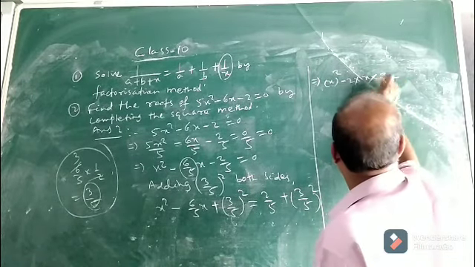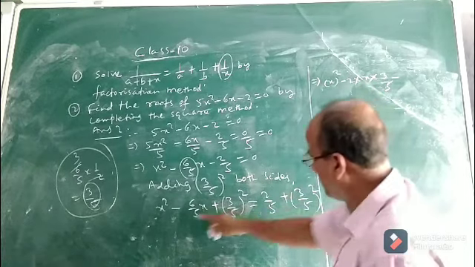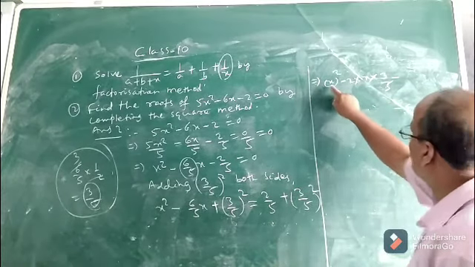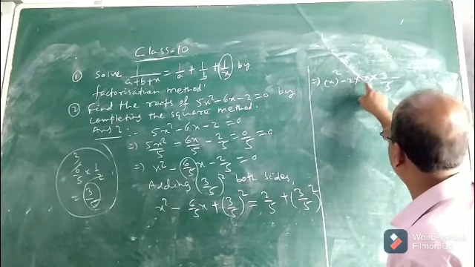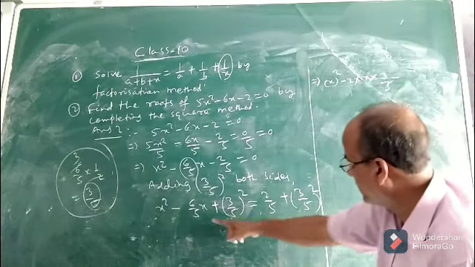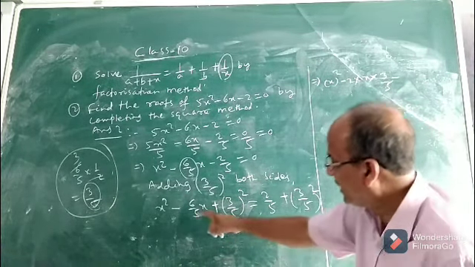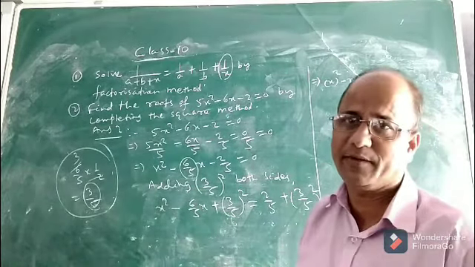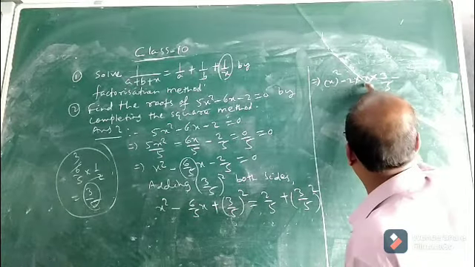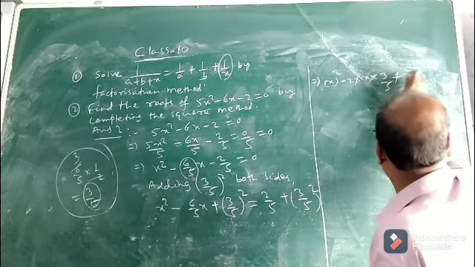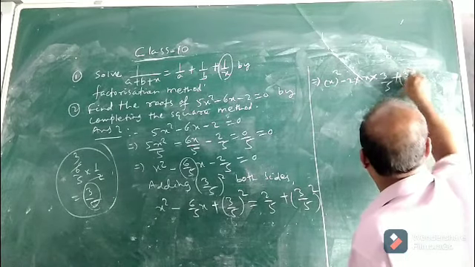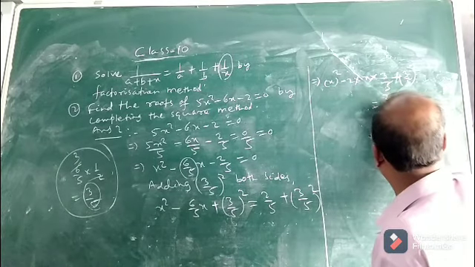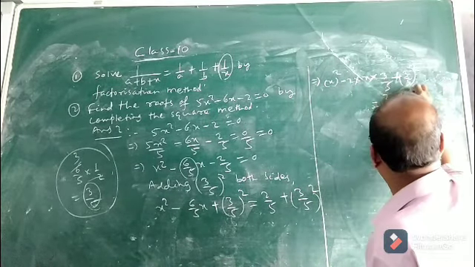You see, 2 into a into b. The value of a is x, the value of b is 3 by 5. So if you multiply these three terms, 2 into x into 3 by 5, you will get 6x by 5. Here, minus 6x by 5 has come in the form of 2ab. So x square minus 2ab plus 3 by 5 whole square equal to, now simplify this one, 2 by 5 plus 9 by 25.